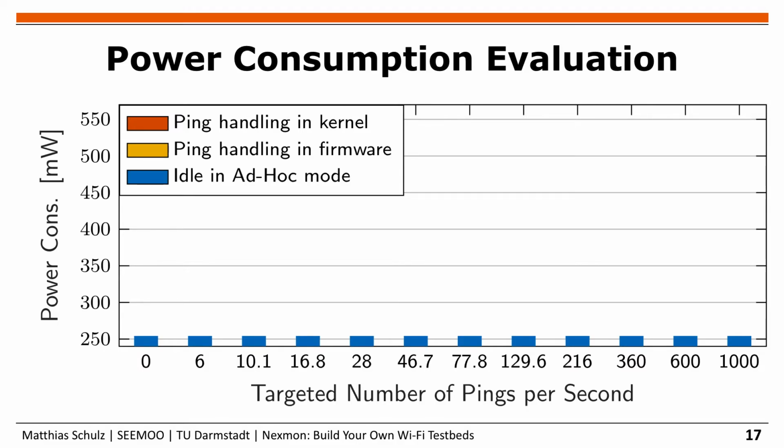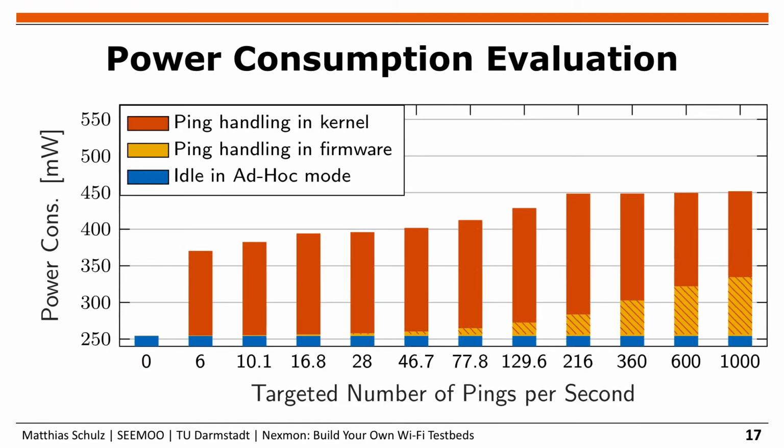And to simply run the Android device in ad hoc mode draws like 250 milliwatts all the time, because you always have to run your receiver. Then if we handle the pings in the firmware, you can see that if there are only a few pings, it doesn't really make a difference in power consumption. If you have a couple of hundred pings per second, the energy consumption increases as you have to spend more power on transmitting the frames.